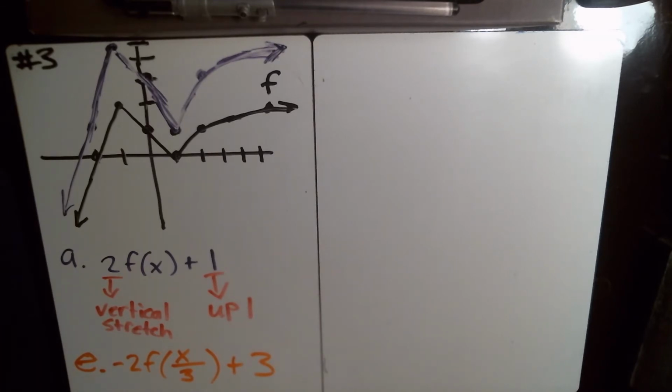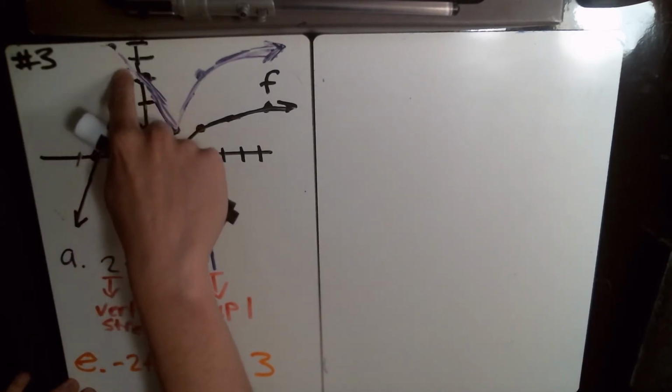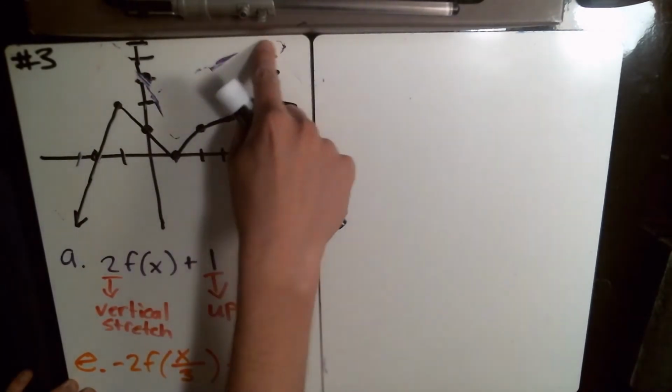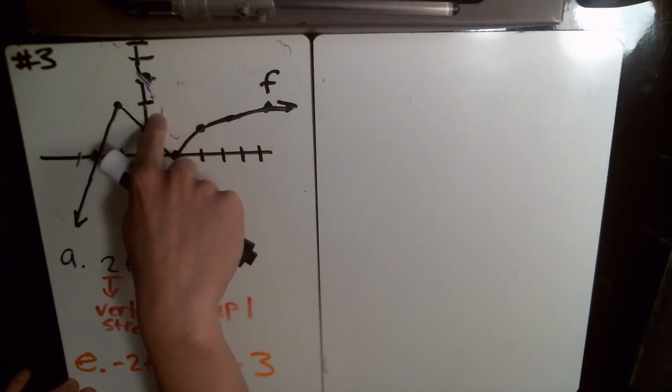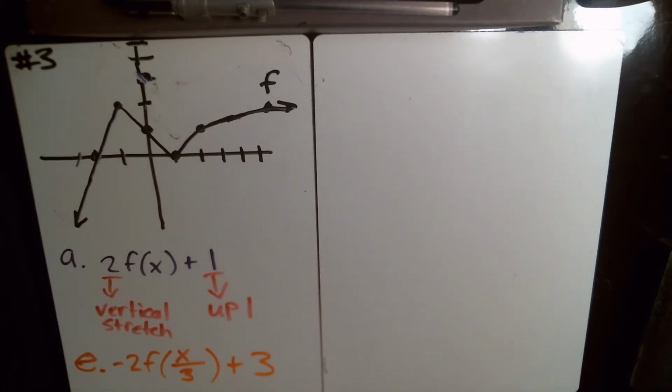So maybe I'm going to erase this one that we already made so that we don't get confused. Just go back to our original function. Okay, so there's our original function. So the negative 2 means it's a vertical stretch and I'm flipping it upside down, right?